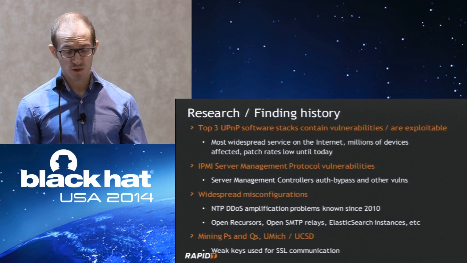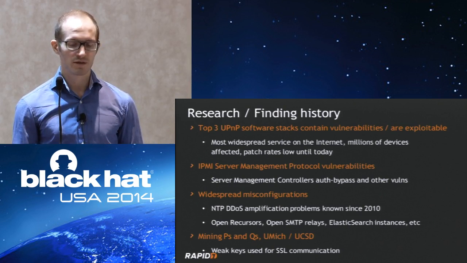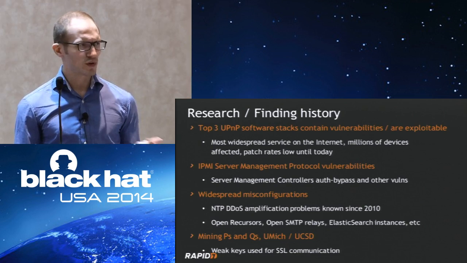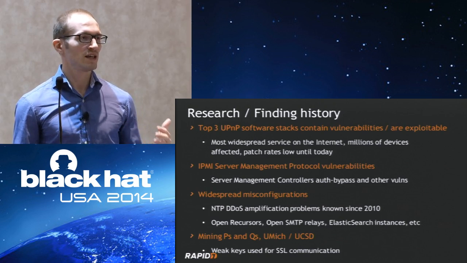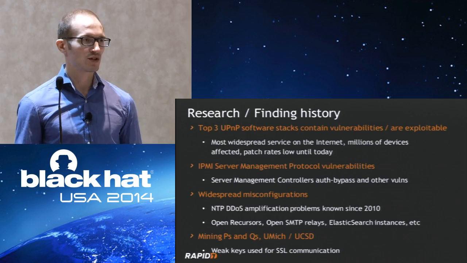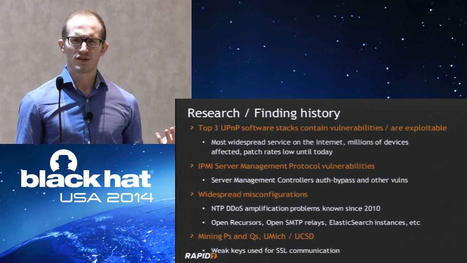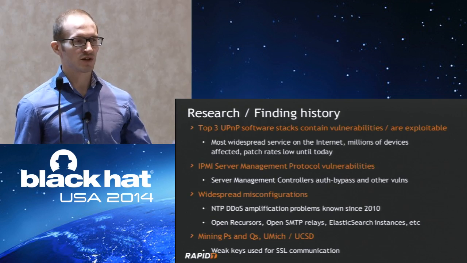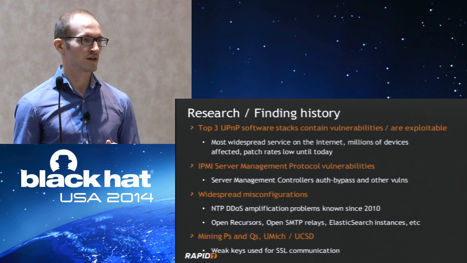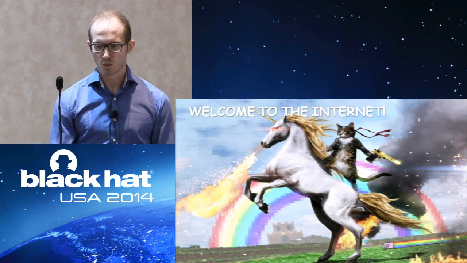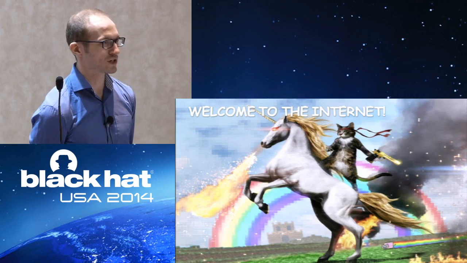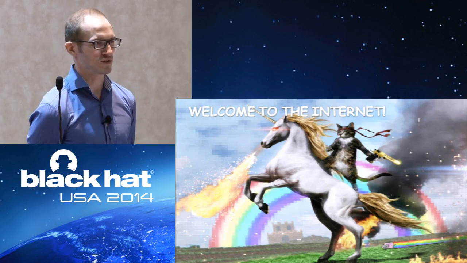Yeah, Mining Ps and Qs was a very good paper. I can recommend reading that from the University of Michigan, I think in cooperation with UCSD, that there are a lot of weak keys used for SSL communication. They found that like 50, 60,000 certificates actually shared one of the prime factors in their public key, which makes them vulnerable. So this is one nice picture that one of my colleagues found, which kind of describes and sums up this whole situation.